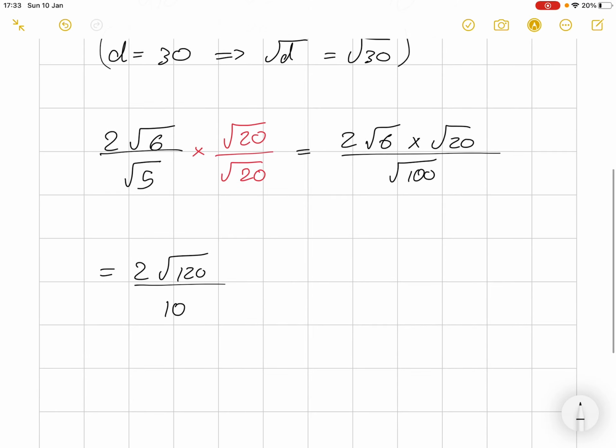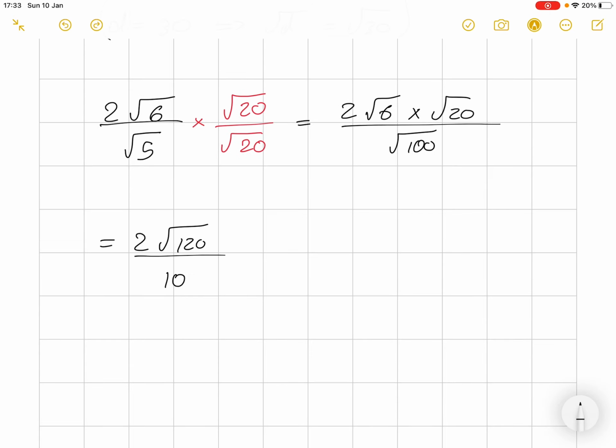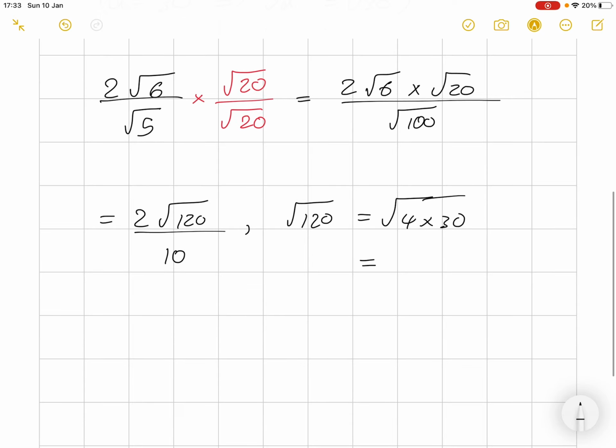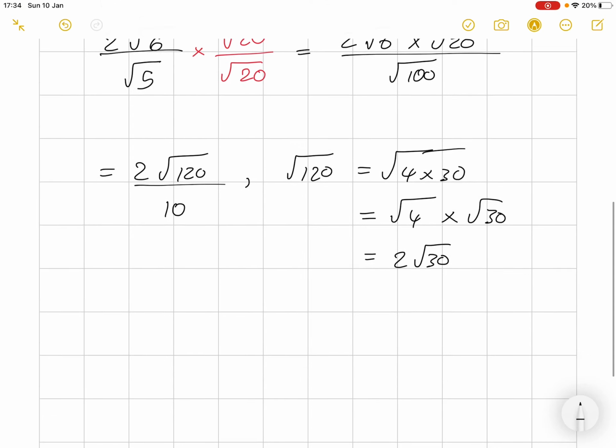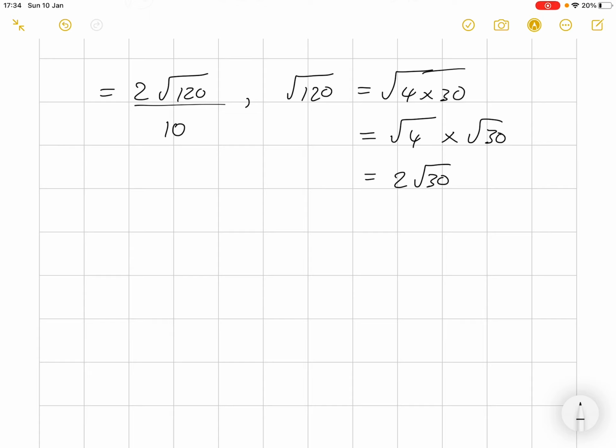Okay, we're nearly there, but we still have this problem. This isn't the square root of 30, but we are in luck, because the square root of 120 is equal to the square root of 4 times 30. Fantastic. Which we then split up into root 4 times root 30, which we then write as 2 root 30. And then last but not least, 2 times 2 root 30 divided by 10. This is 4 root 30 over 10.